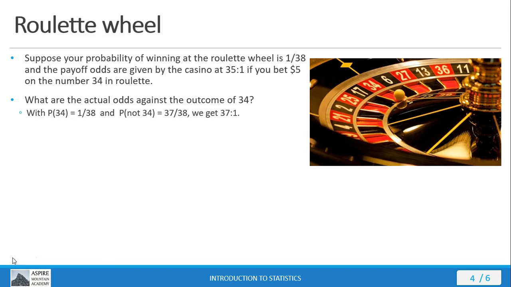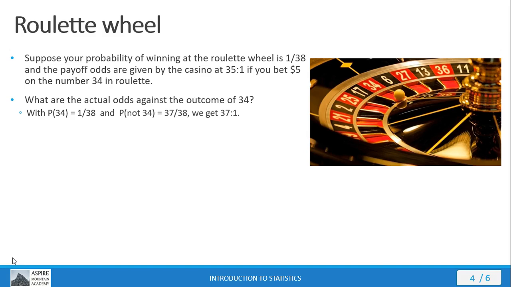Well, with the probability of 34 being 1 out of 38, that's the probability you're actually going to get the ball to land on 34. Then the probability of not landing on 34 is 37 out of 38. And so with these, we actually get 37 to 1. Those are the actual odds against the outcome of 34. Not the payoff odds that are listed in the problem, that's 35 to 1. These are the actual odds against the outcome.